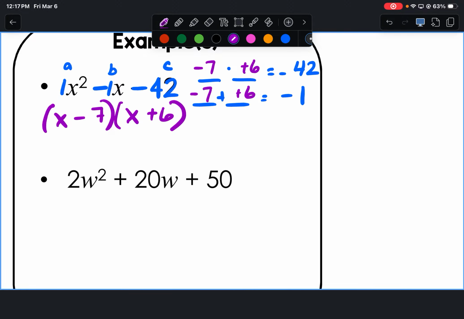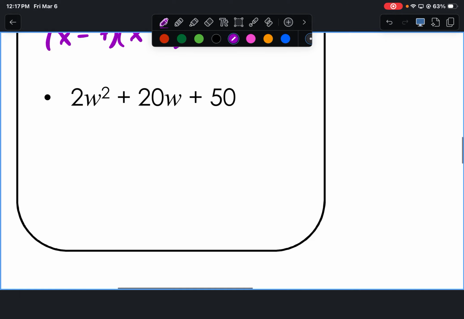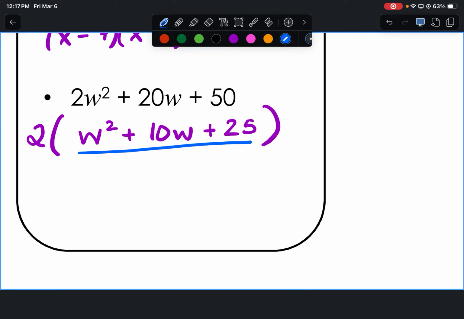Now, for 2w squared plus 20w plus 50, what is our greatest common factor? 2. So when we take out 2, we have 2w squared divided by 2. What does that leave us with? w squared. What about 20w divided by 2? 10w. 50 divided by 2? 25. All right. Once you take out that GCF, you are going to look at factoring that trinomial inside.